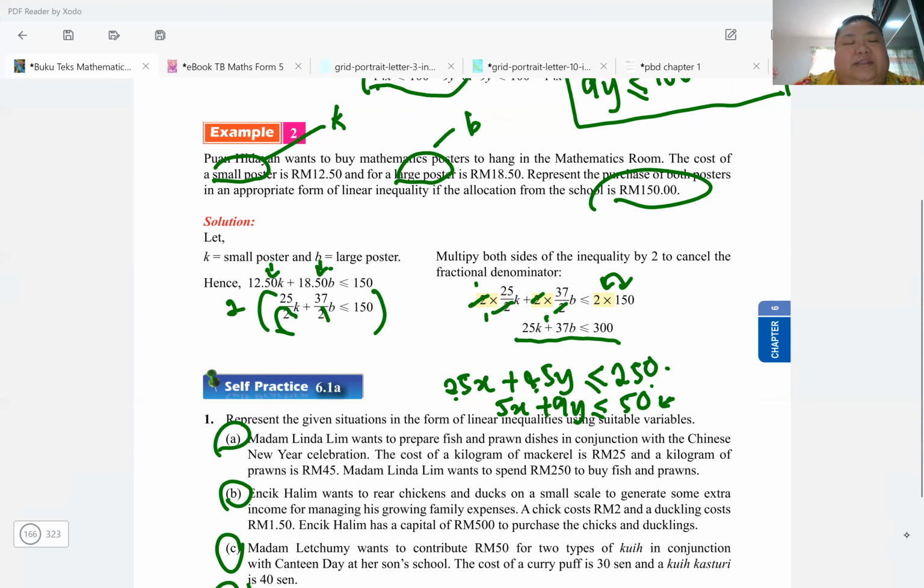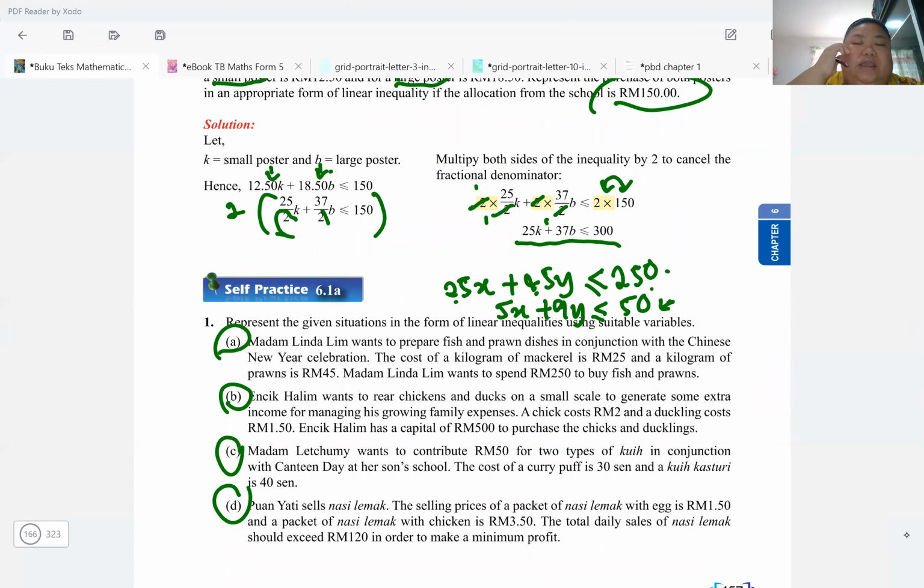Let's look at self practice 6.1a. Madam Linda Lim wants to prepare fish and prawn dishes in conjunction with the Chinese New Year celebration. The cost of a kilogram of mackerel is 25 ringgit and a kilogram of prawn is 45 ringgit. Linda Lim wants to spend 250 to buy fish and prawn, so the money that she wants to spend is only 250 or less.